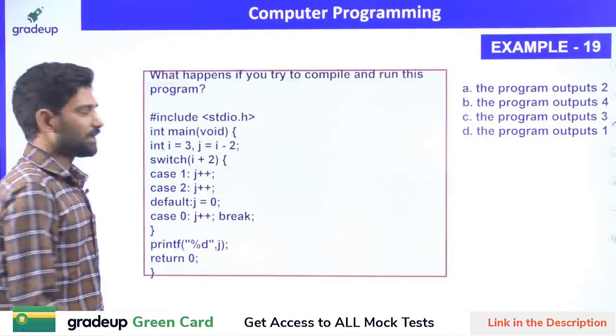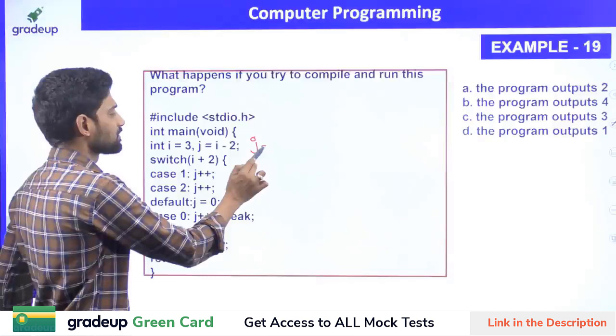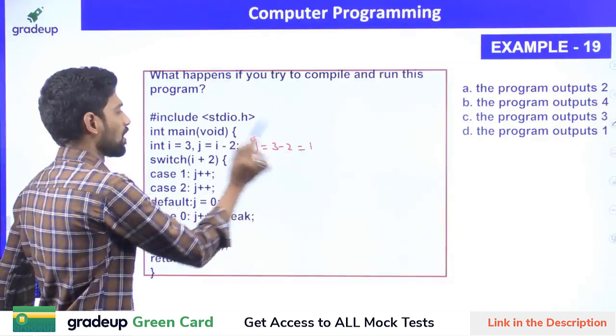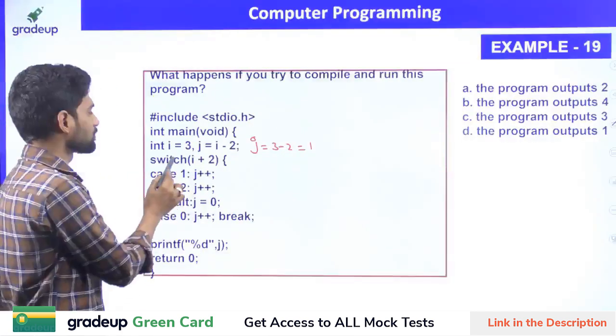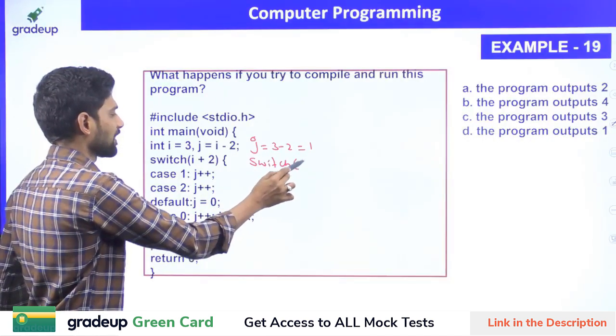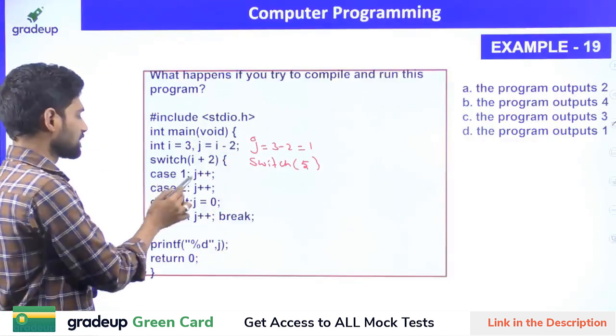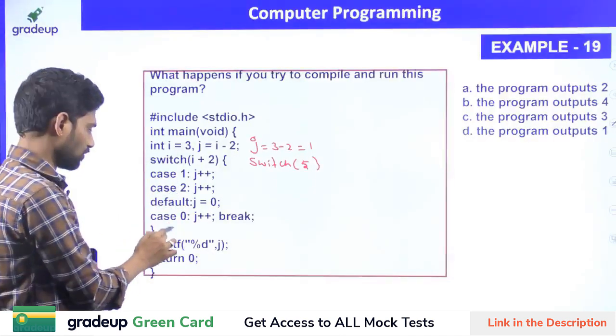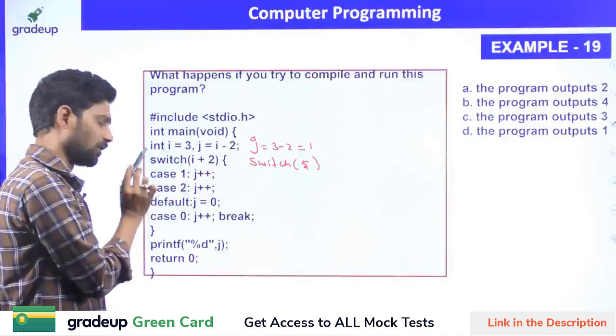int i = 3, j = i - 2. So j becomes 3 minus 2, 1. switch (i + 2), 3 plus 2. So this will be switch(5). Case 1, case 2, no case is matching, so default.